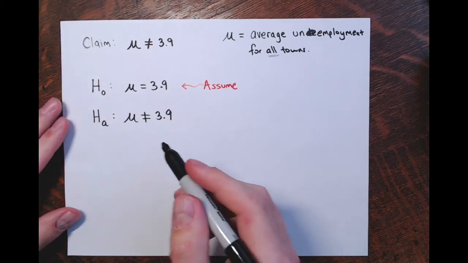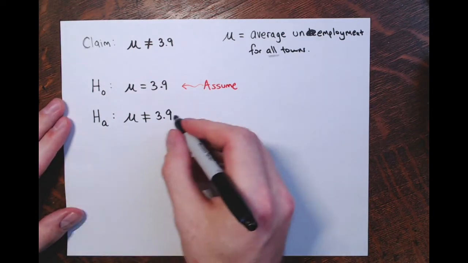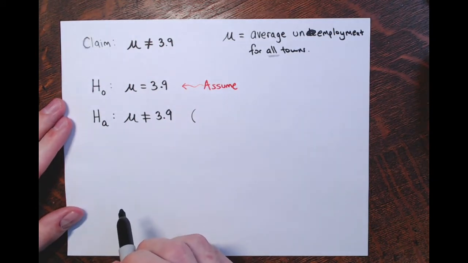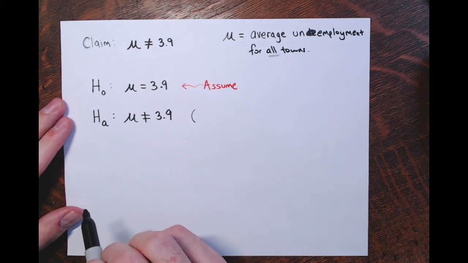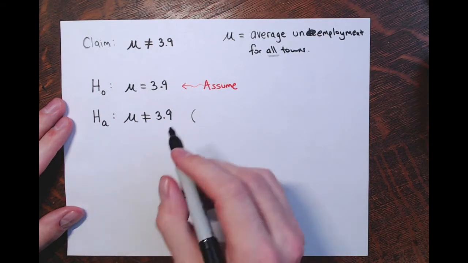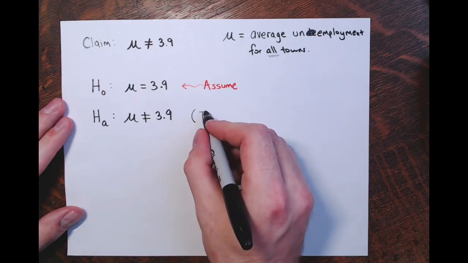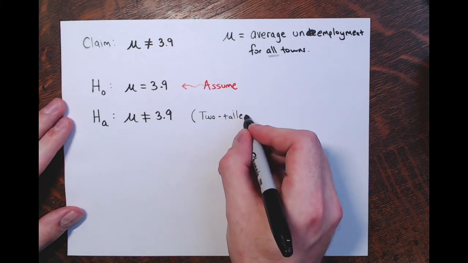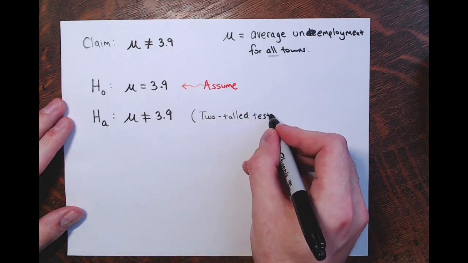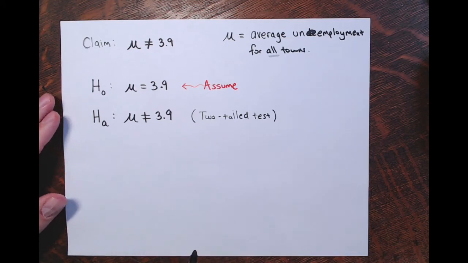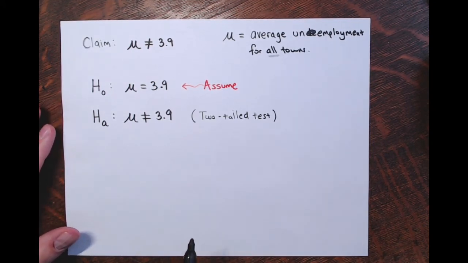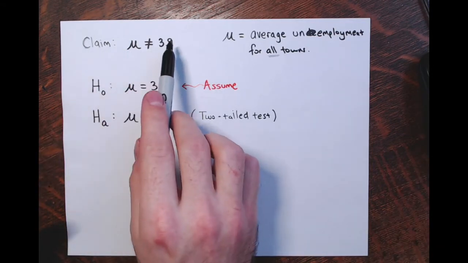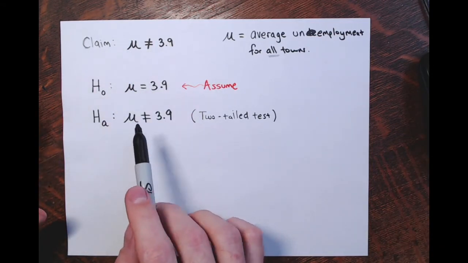Okay. And then also, looking at the alternative hypothesis that mu is not equal to 3.9, different from 3.9. This is a two-tailed test then. So when I go to find critical values later, there are going to be two of them. Right? It's not just a right-tailed or a left-tailed. All right, so the claim is identified, and the hypotheses are formed.